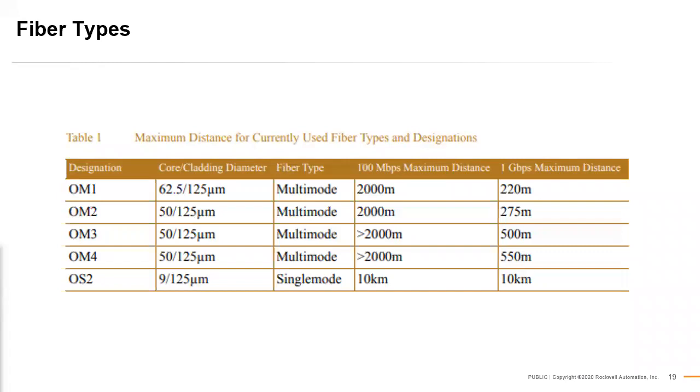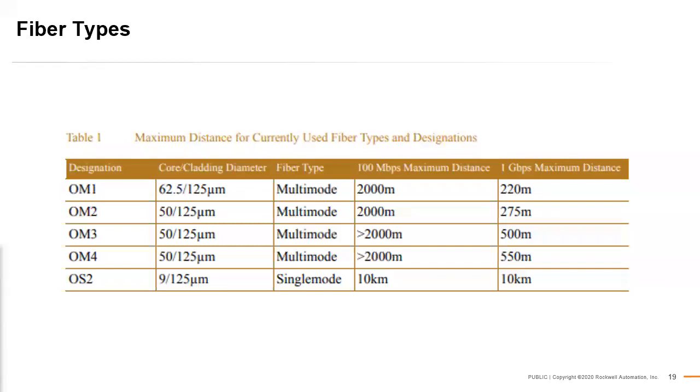And so when you get into some of these OM1s and OM2s, yeah, you can get your 2,000 meters with 100 meg, but when you get to that gig, your length is very much restricted. And at 500 meter length on gig for OM3 and 550 for OM4, they run very similarly there. So again, that's 1,500 feet, give or take, and that works pretty well for a lot of applications.